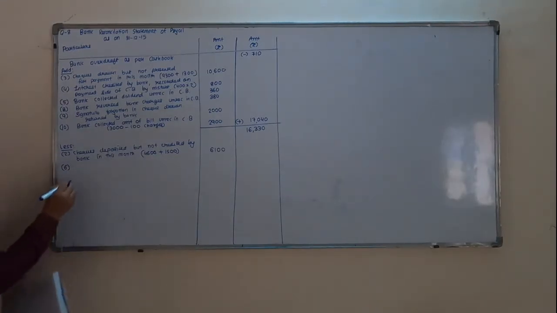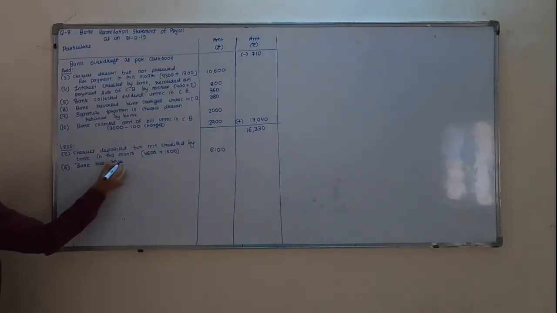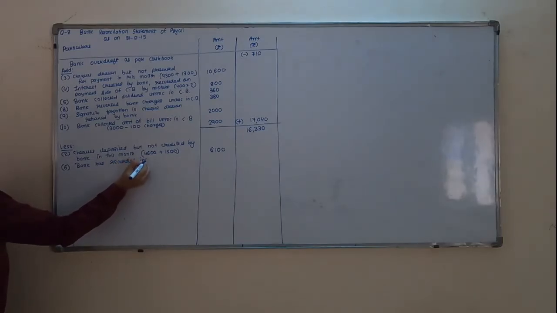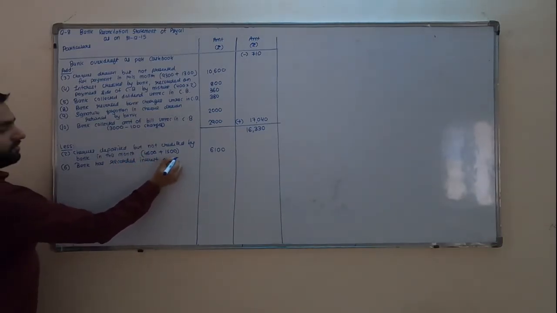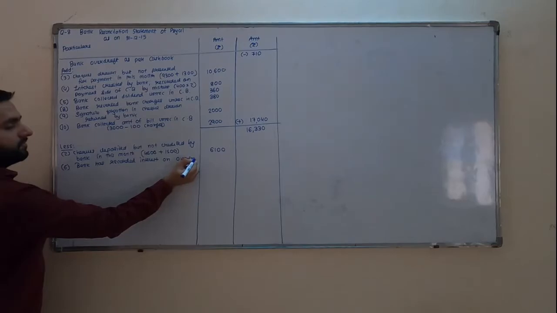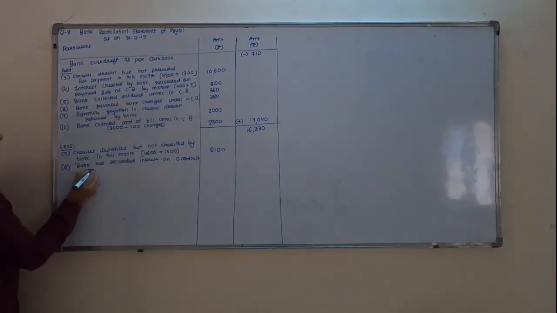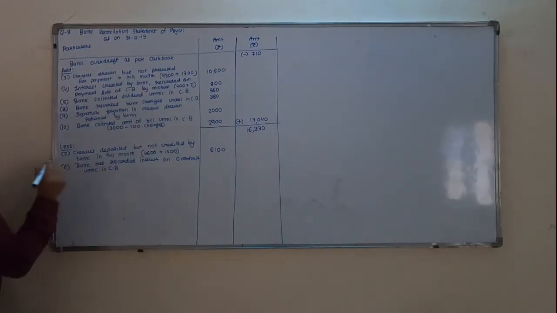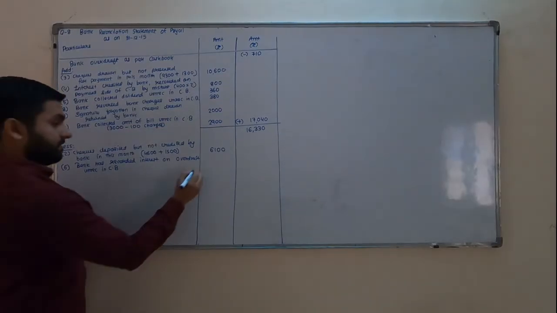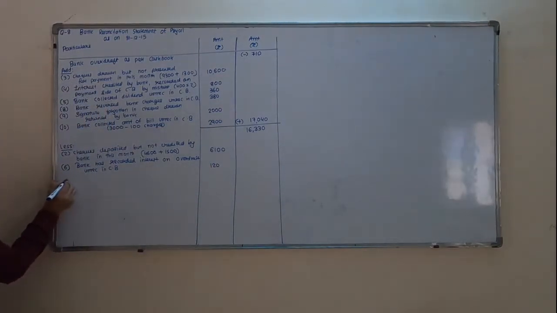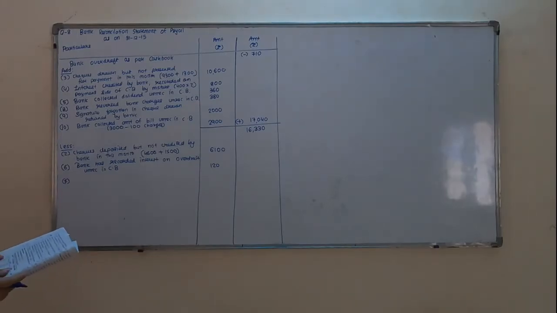Bank has recorded interest on overdraft unrecorded in cash book, 120. Next transaction to subtract is the seventh one.